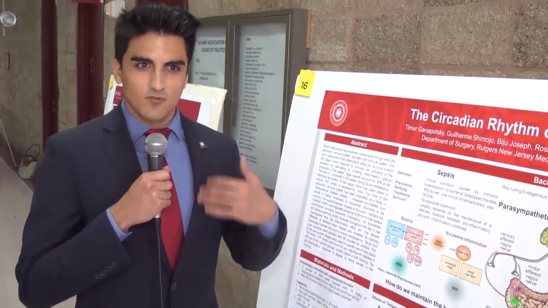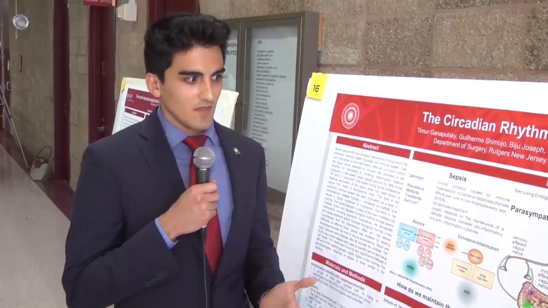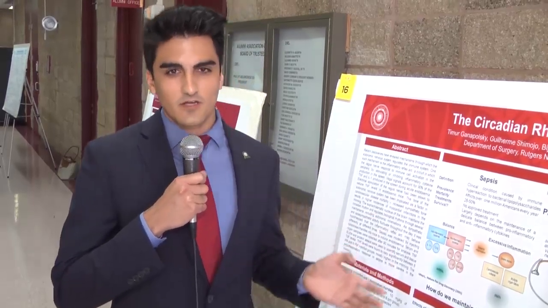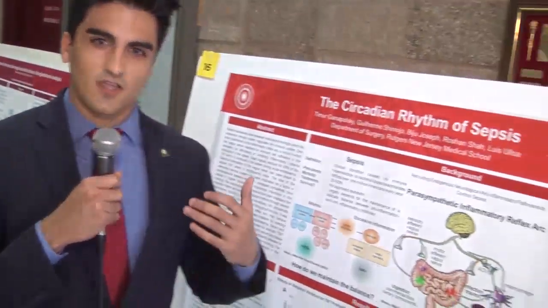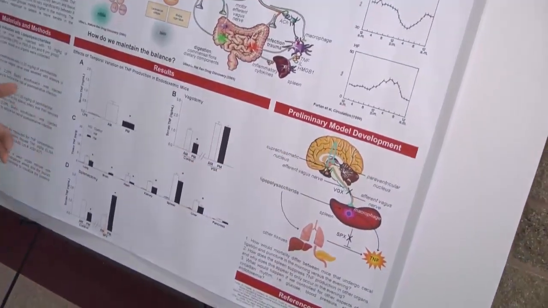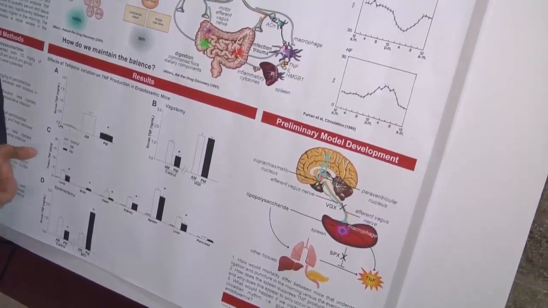evening. Now, the reason why we speculated that there would be a difference is because autonomic tone, specifically parasympathetic and sympathetic tone, fluctuate throughout the day as part of the circadian rhythm. Now, the suprachiasmatic nucleus, which is the circadian pacemaker of the brain, innervates the paraventricular nucleus, which regulates parasympathetic and sympathetic activity in the body.